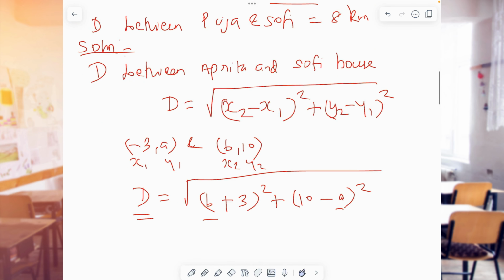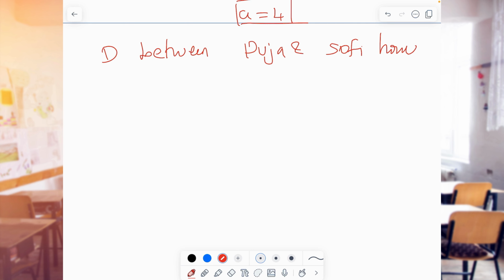So the distance between Pooja and Sophie's house, they have given as 8 kilometers, and we will write the Pooja house coordinate point and Sophie house coordinate point. So Pooja house, write the coordinate points, it is minus 3 comma 10, and Sophie house is b comma 10.